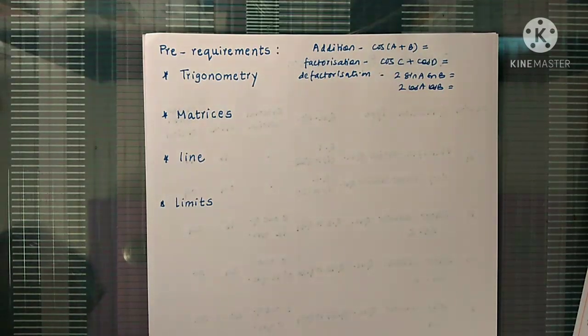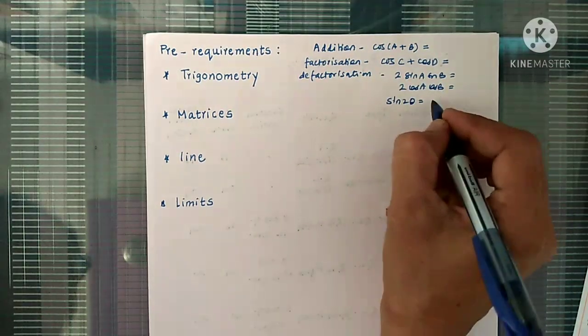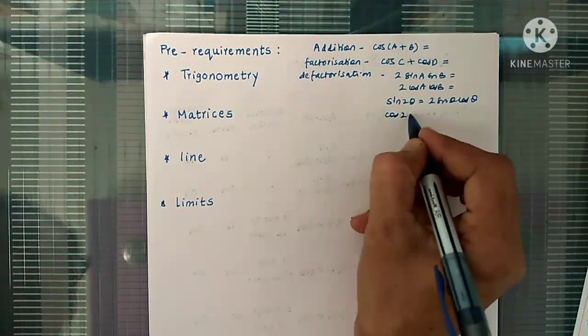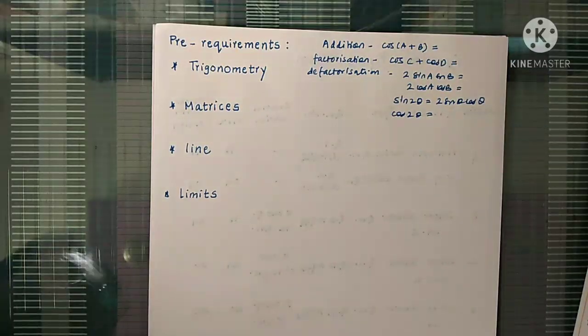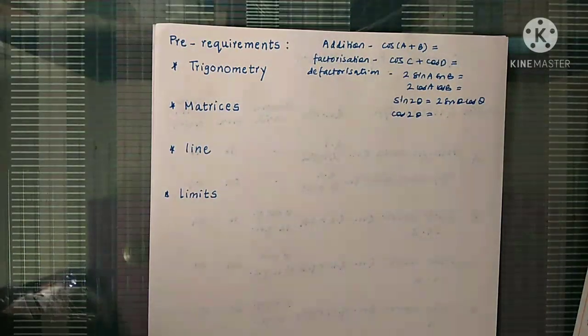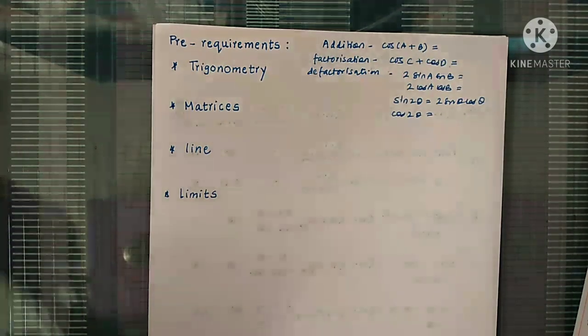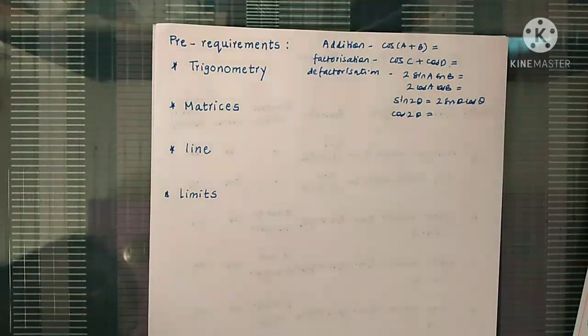Then the next one is formulas for 2 theta. Sin 2 theta equals to 2 sin theta cos theta, like that. Then cos 2 theta equal to, tan 2 theta equal to. And we need formulas for 3 theta also, tan 3 theta, sin 3 theta and cos 3 theta. So these formulas are required. Okay. So what we can do is, you just write those formulas on a paper and you can stick that paper to the wall and daily you can practice those formulas and you will learn in a few days.